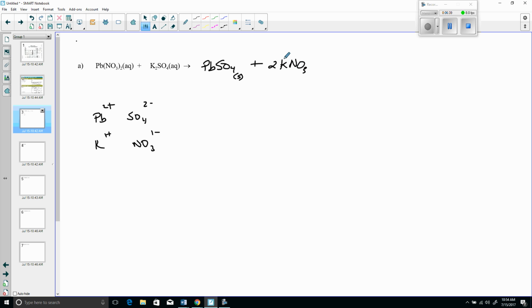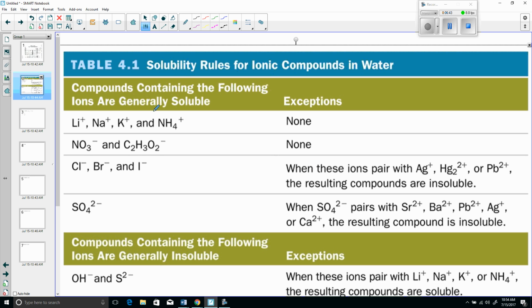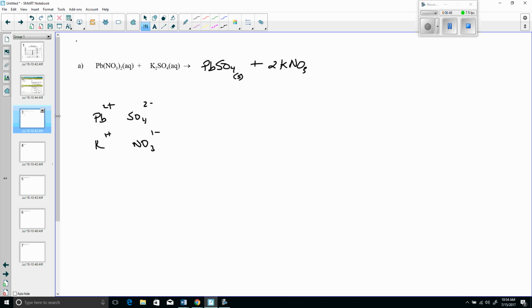Now we know that we have potassium and nitrate. Interesting thing about potassium and nitrate, potassium is always soluble, and so is nitrate. So that makes that a real easy one to understand, it is aqueous. It will dissolve in water. And that is the end of that game. Way too easy on that one, unless I made a mistake. And then you'll text me and let me know about it.